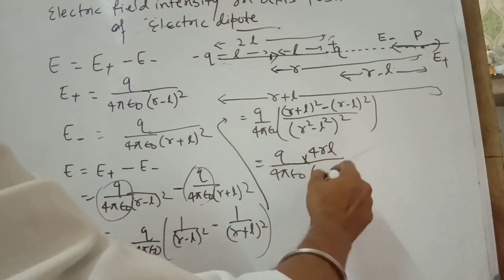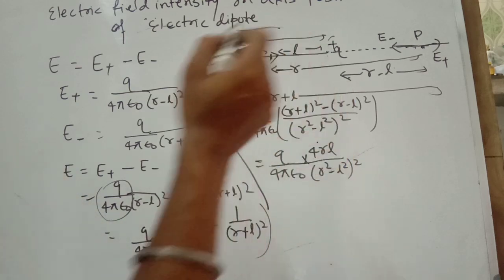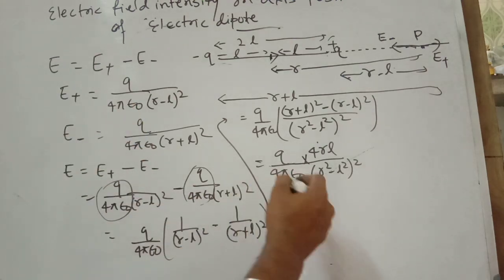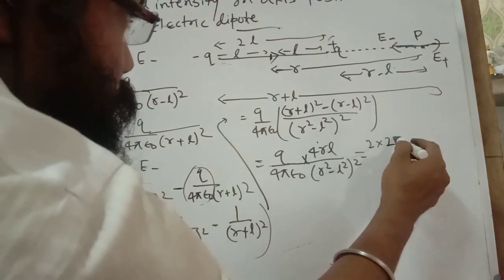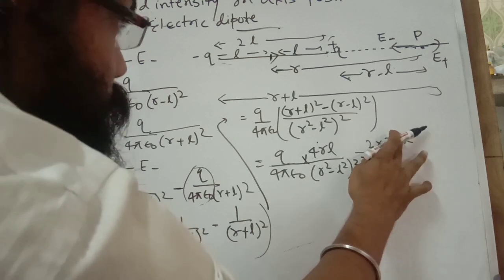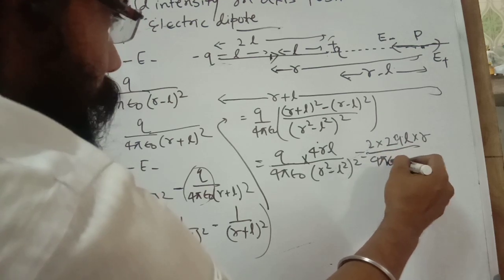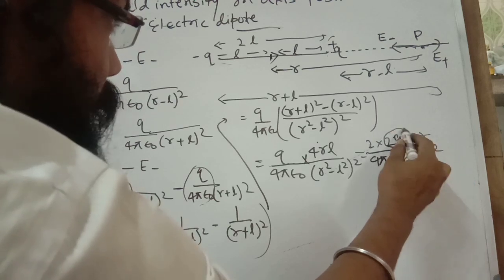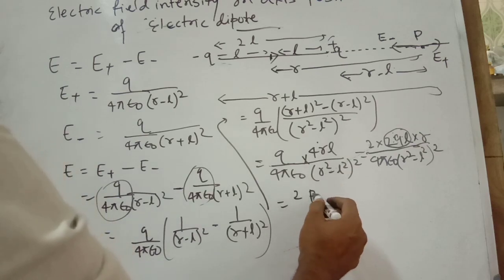4RL, and that is equal to (R minus L) squared, the whole squared. Okay, so now you can write it in this way: 2 into 2RL. So 2Q into R over 4 pi epsilon naught (R minus L) squared. So this 2QL, what is it? 2QL is the electric dipole moment, so you can write it in the form of the electric dipole moment.